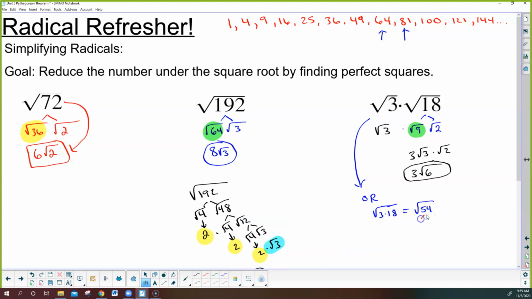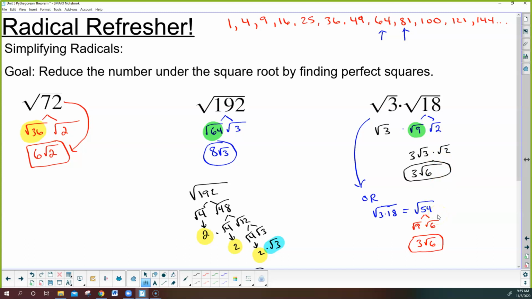So now I want to look and see, well, what is a perfect square number that goes into 54? 9. 9 times 6 is 54. So if I split the square root up, I get the square root of 9, which is 3, and the 6 doesn't break down evenly because no perfect squares go into it. And notice, we got the same answer.